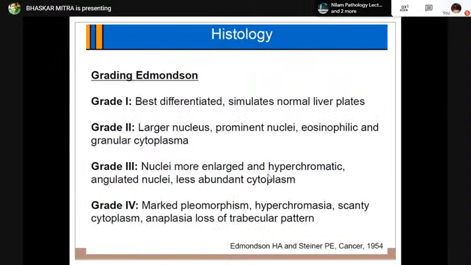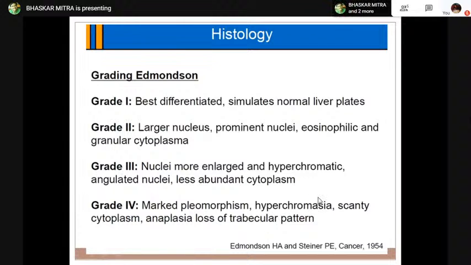Edmondson, there is a grading of Edmondson that divides into four parts, again based on the nuclear atypia. Larger nucleus, this one looks like a normal liver, simulates it, best differentiated, grade 1. Grade 2, the larger nucleus. Grade 3, nuclear chromatin more increased, less cytoplasm, and marked pleomorphism, hyperchromatism, scanty cytoplasm, and there is a loss of trabecular pattern.